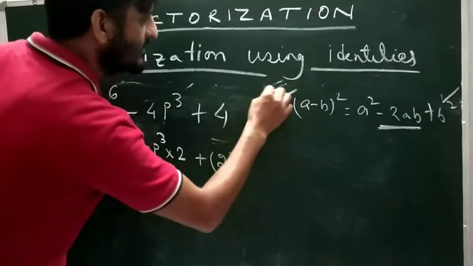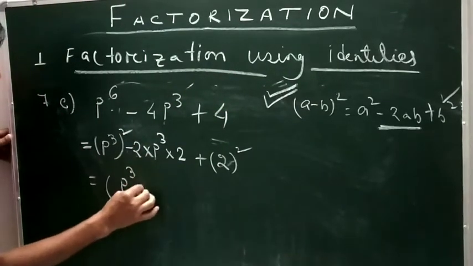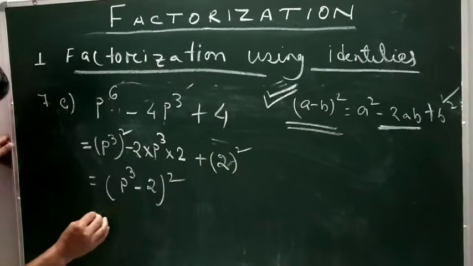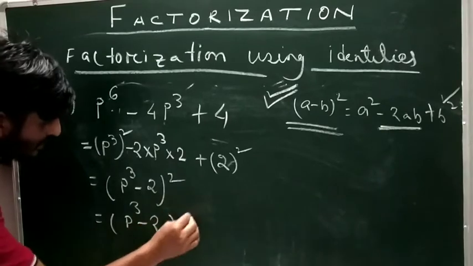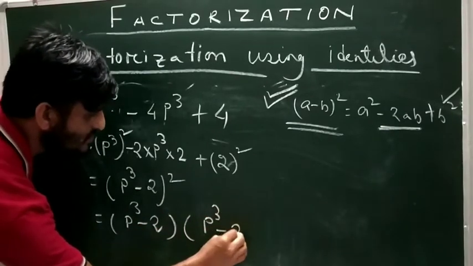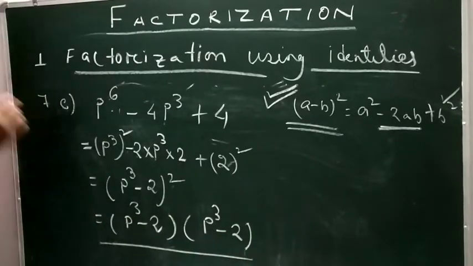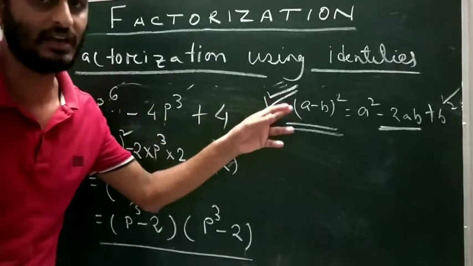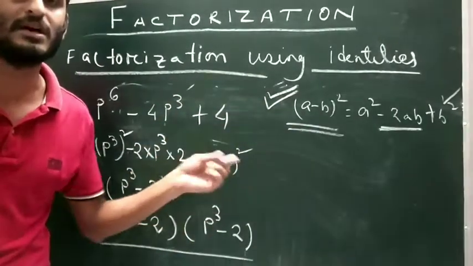That means this fits in this identity. So the result will be p cube minus 2 whole square, because in the formula of a minus b whole square, the result will be as a factorization p cube minus 2 and p cube minus 2, because it is a whole square, the same number will be divided. So this is the factorization of this algebraic expression by using the identity a minus b whole square is equal to a square minus 2ab plus b square.